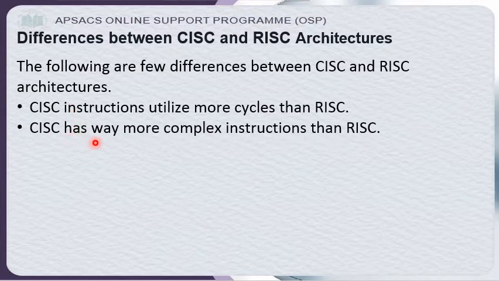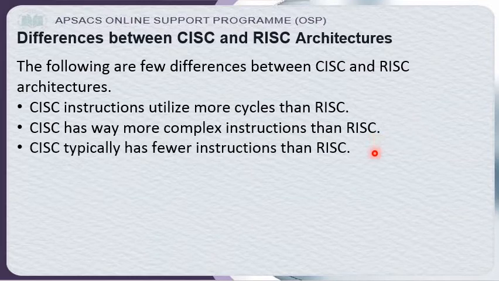CISC has more complex instructions than a RISC. So we get to know that CISC is a complex instruction format, while RISC is a simplified or easier instruction format. CISC typically has fewer instructions than a RISC.